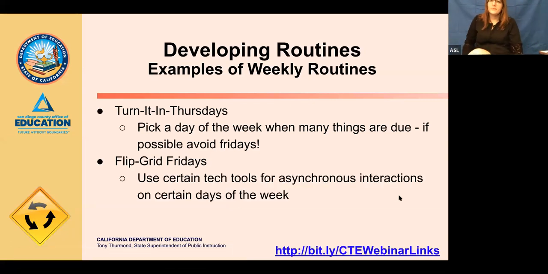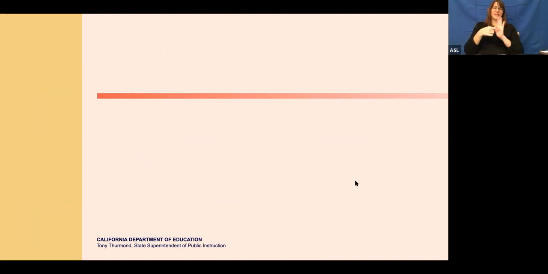So I have to give Jewel credit for the creativity here. Think about certain days of the week that kids know what to expect. Turn it in Thursdays. We decided Thursday was a better day because if they're in 6+ classes and everything's due on Friday, that's overwhelming. So maybe pick a different day of the week for their CTE assignments to be due so that they can get that done without the stress of all of their other academic assignments. So turn it in Thursdays and Flipgrid Fridays are two examples of ways to establish weekly routines. Again, this is referenced in the weekly adaptation template that we provided.